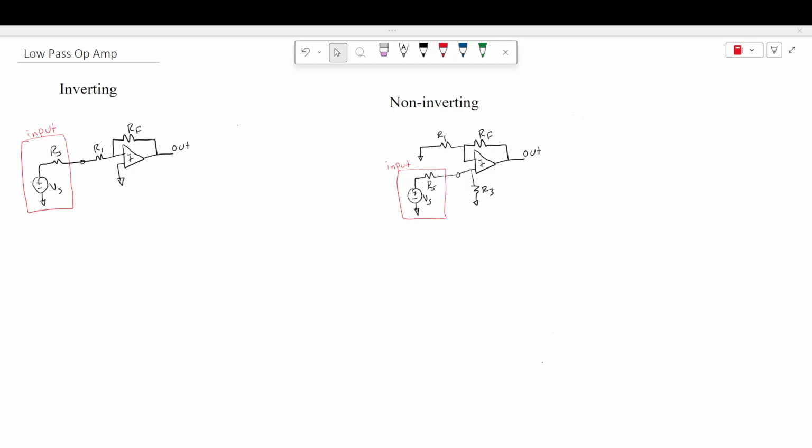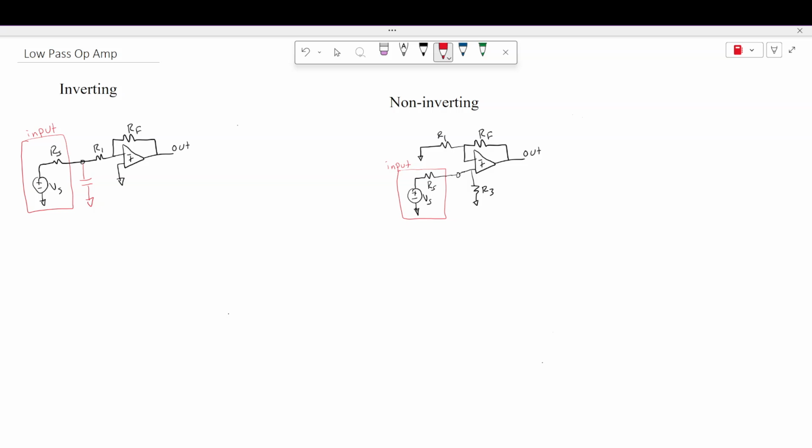We want to look at creating a low-pass filter using our two main op-amp configurations. Here's our inverting case, here's our non-inverting case. So in order to do a low pass, that means at the high frequencies, our capacitor goes to a short. So we want to block the high frequencies. So we typically put our capacitor in parallel, or that means we're going to put our capacitor to ground. So that would be putting our capacitor right here.